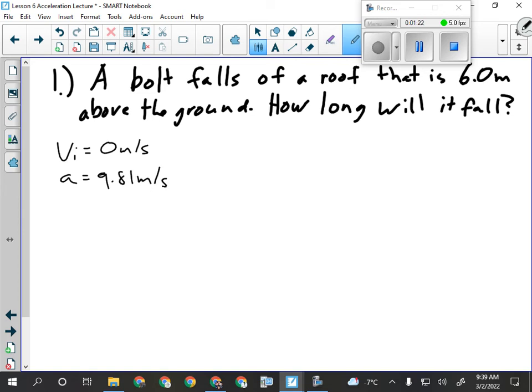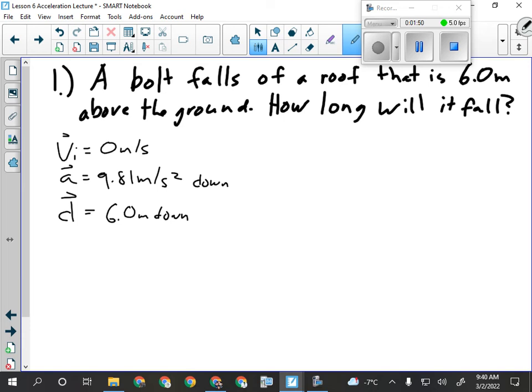And I don't need to make that negative because it only falls. It's not moving upwards ever. Its direction doesn't change, so that's going to be unimportant. I'm going to write that it's down, but other than that, I don't need to know that part. Okay? And then that means that the displacement is also 6.0 meters, and that's down, because it says it falls that far. All right, so now that I know that, I just need to find time.